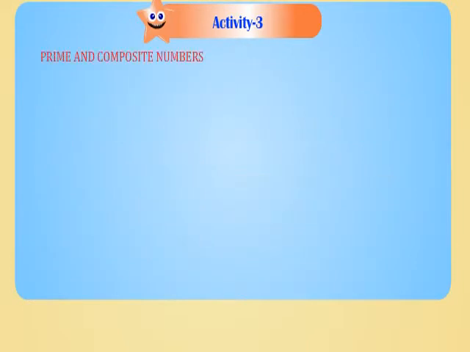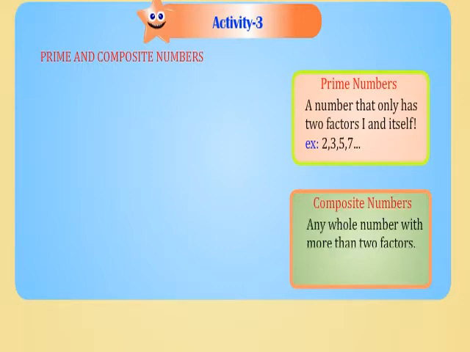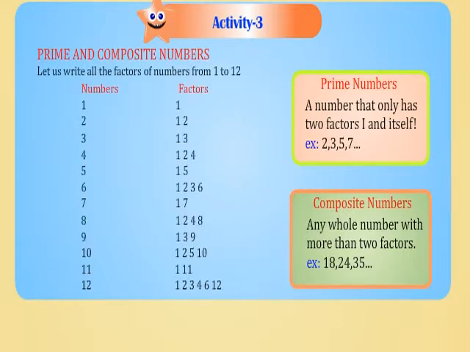Prime and composite numbers. Prime numbers: a number that has only two factors, 1 and itself. For example, 2, 3, 5, 7. Composite numbers: any whole number with more than two factors, that is 18, 24, 35. Let us write all the factors of numbers from 1 to 12.